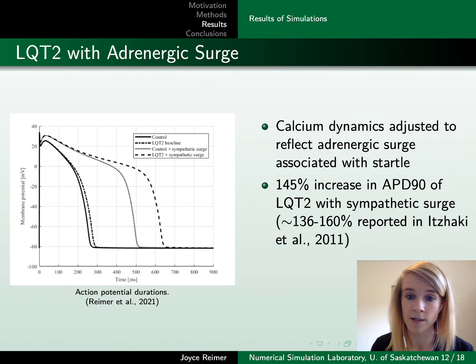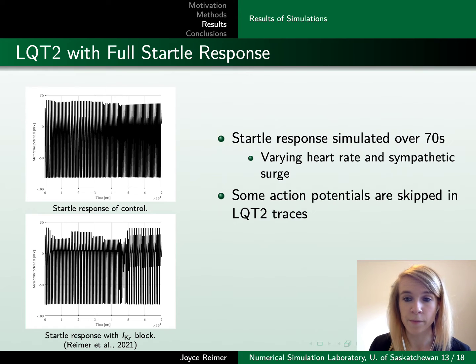This caused the action potential duration to increase 145%, which is the dashed line on the far right of this plot. This number is within the range of those observed in Itzhaki et al.'s stem cells. This drastic change is a reflection of the fact that most individuals with LQT2 do not notice anything wrong until a triggering event occurs that causes an arrhythmia. In this case, part of the trigger was the sudden surge in sympathetic activity. On top of the sympathetic surge, we applied the changing heart rate and recorded traces of the cellular startle response over the course of 70 seconds.